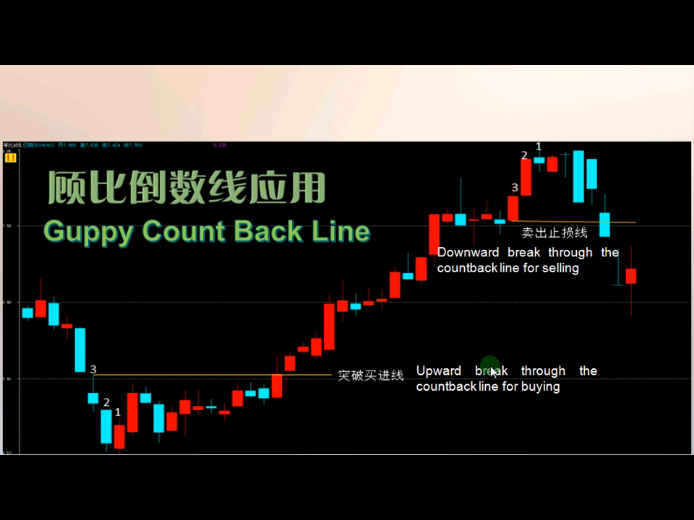This one is called Guppy count backside. So may I know whether it is the first time that you heard this indicator? Who is the first time? Most investors are hearing this indicator for the first time, okay? Because we haven't heard this indicator before, okay? So what's the method? We can see here.